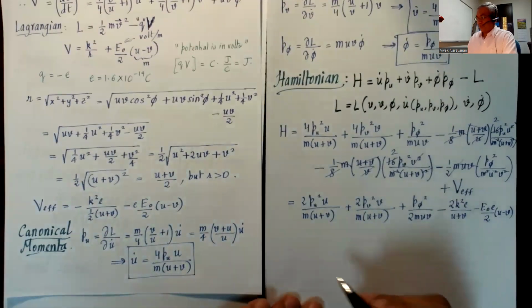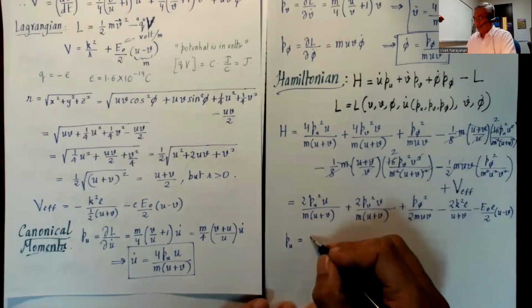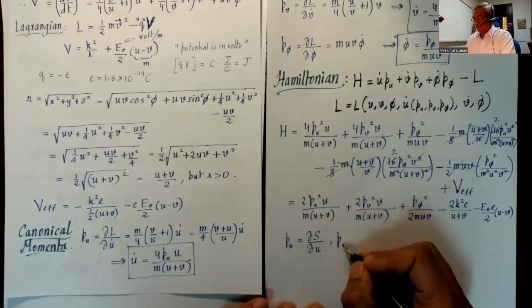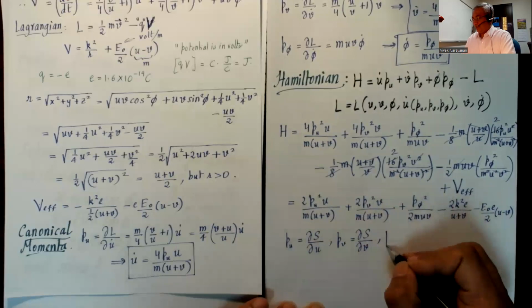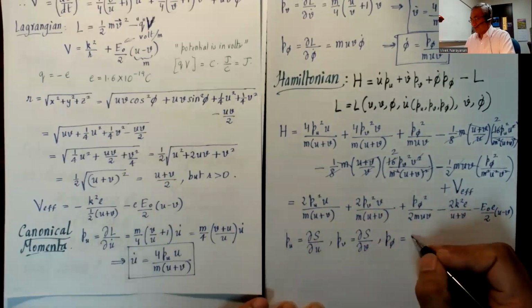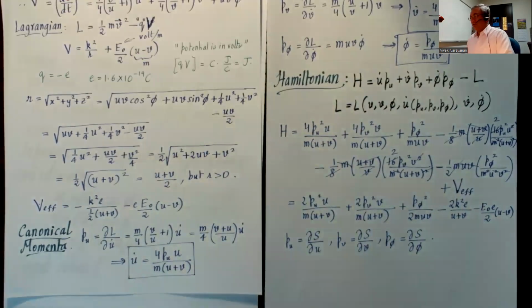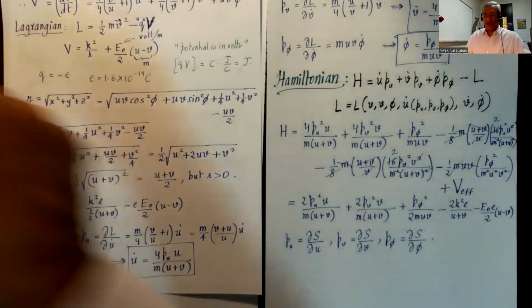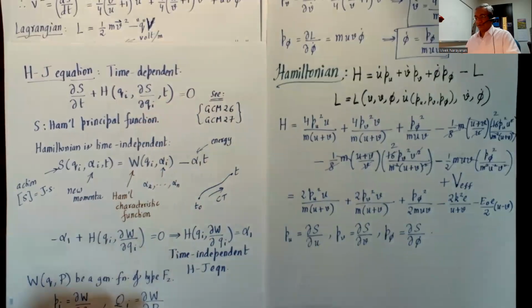Now, what we'll do is we'll calculate the momenta. pu is going to be the derivative of Hamilton's characteristic function with respect to u. pv is going to be the derivative of s with respect to v, and p phi, I said characteristic, I meant principal, del s by del phi. Now what we're going to do is substitute this in the time-dependent Hamilton-Jacobi equation, which is this very first thing I wrote there. So let's do that.